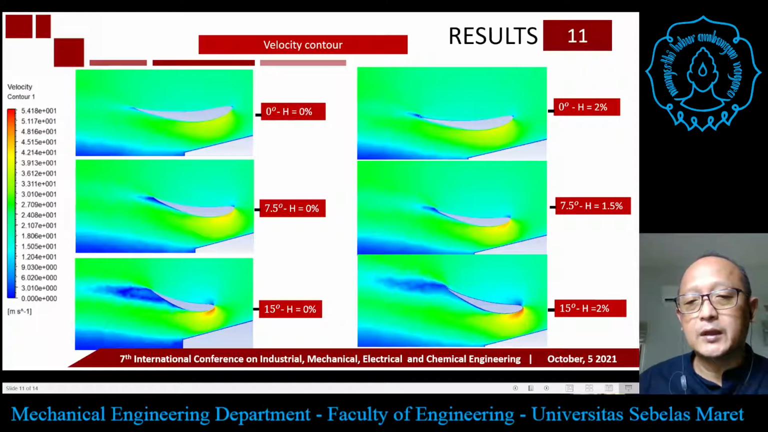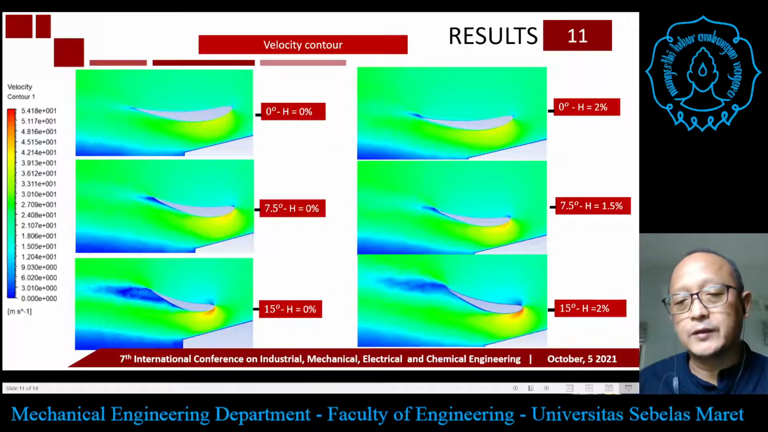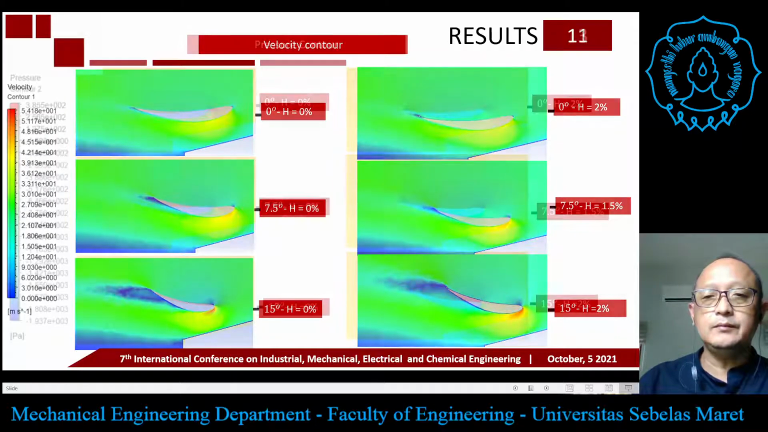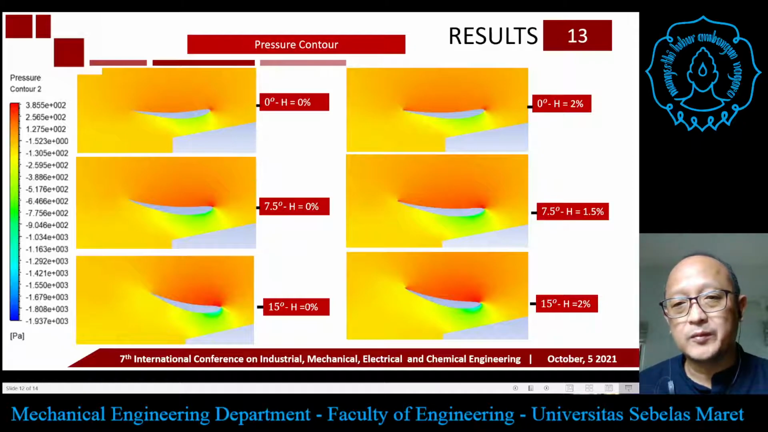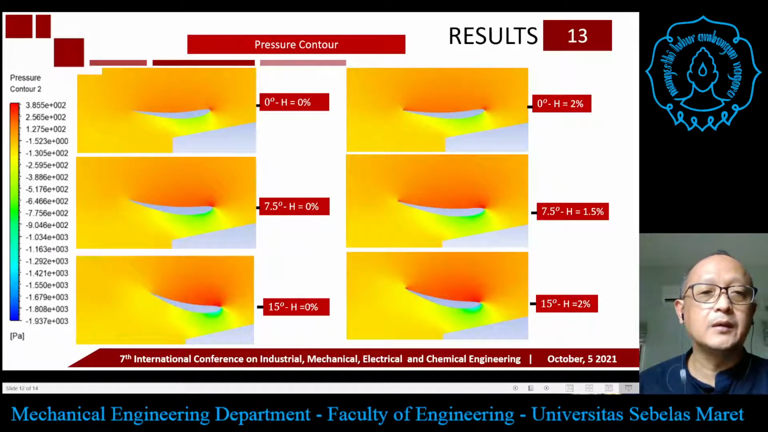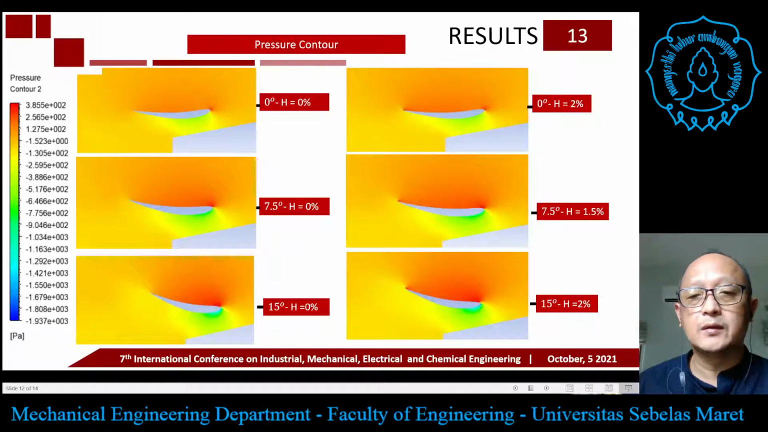But in the case of the rear wing with the addition of Gurney flap, there is only a very small flow separation near the trailing edge of the rear wing. In the pressure contour, it looks very similar, so we cannot see the difference between the rear wing without the Gurney flap and the rear wing with the Gurney flap.